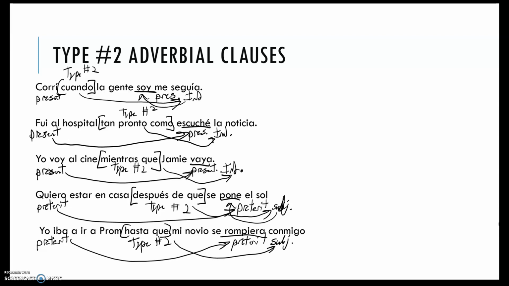Now for our fifth example, "yo iba a ir a prom hasta que mi novio se rompera conmigo." So we see "hasta que," type number 2 adverbial clause. But now we know it's an adverbial clause. We look back at our first clause, which is preterite. That means it has not happened yet, indicating "rompere" will be a present subjunctive verb.